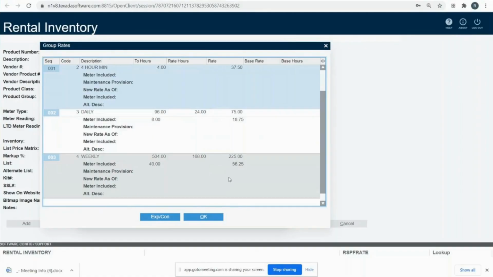The system looks at, okay, what is the period that's been rented for? What is the allotted time for that given period? And what is the end result of the number of hours that the unit has been out for? And then the system will determine what the overage should be based on these rates here.